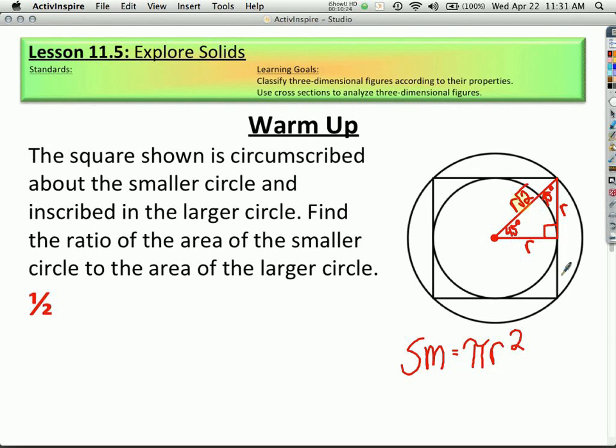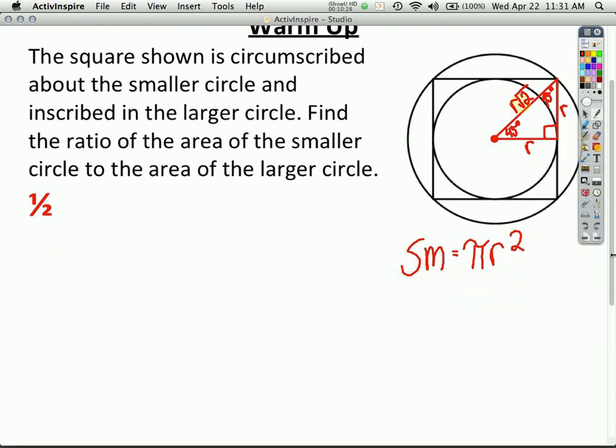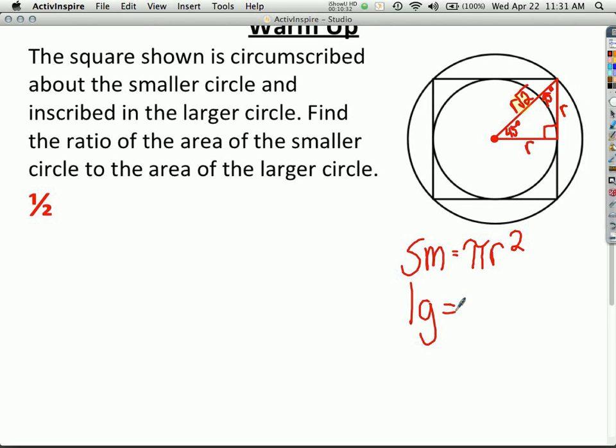So now we have everything we need. We've got the area of the small circle. The area of the large circle is going to be pi r squared, but now r is this. So pi (r radical 2) squared.